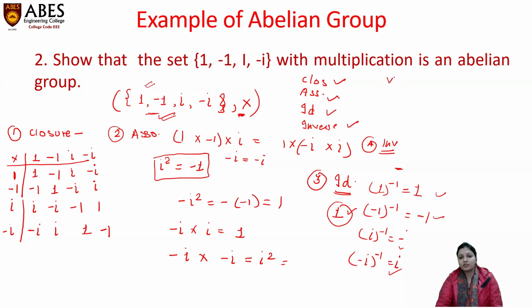Now I will check the fifth property, which is necessary to prove a group to be an abelian group. The last property is the commutative property. I can check it by taking any two elements of this set. 1 into minus 1 is always equal to minus 1 into 1, or 1 into I is always equal to I into 1. So the multiplication operation always supports the commutative property. So this group satisfies the fifth property too; the commutative property is also okay. So this group is also an abelian group.